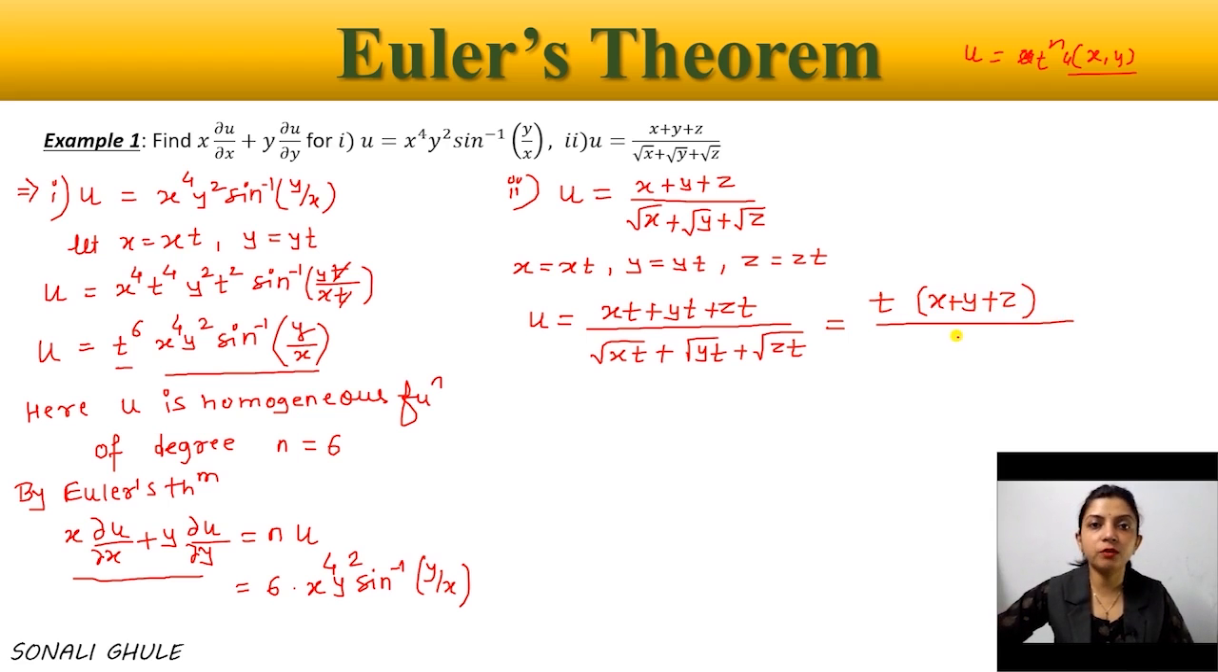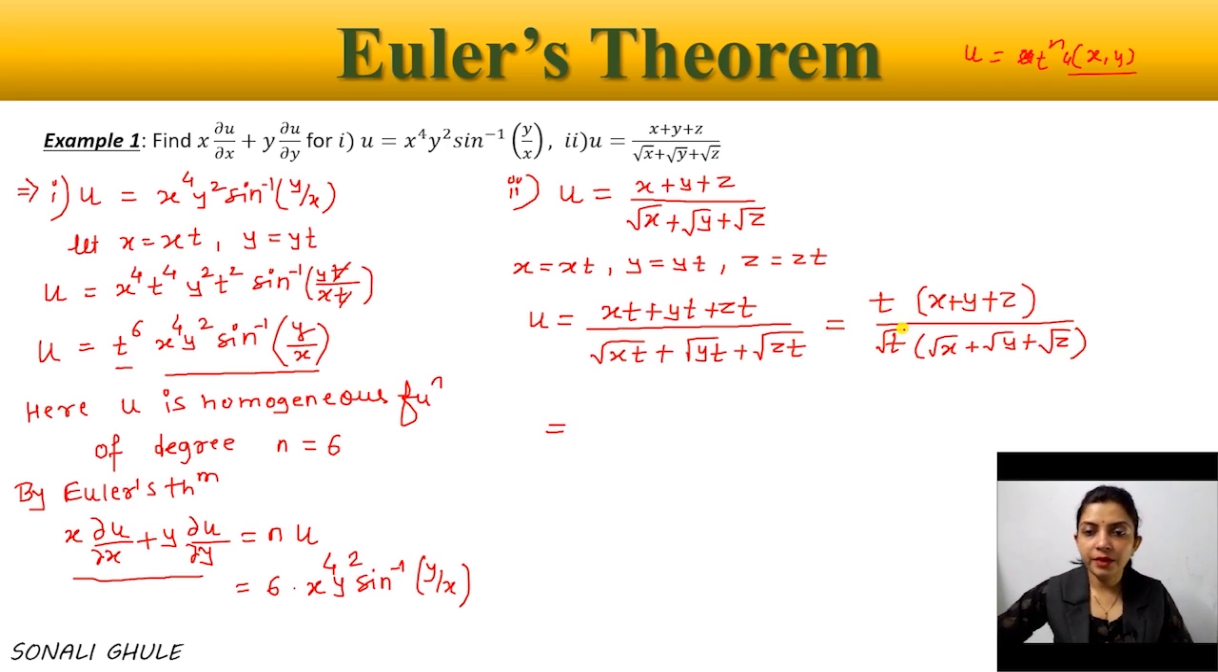And in the denominator, what is common? Yes, we can separate the root here, root x into root t. Here also, root y into root t. And here, root z into root t. So, which term can I find here common? Definitely, it is root t, upon the remaining, root x plus root y plus root z. Okay. Now see here, this is t raised to 1 and this is t raised to 1 by 2.